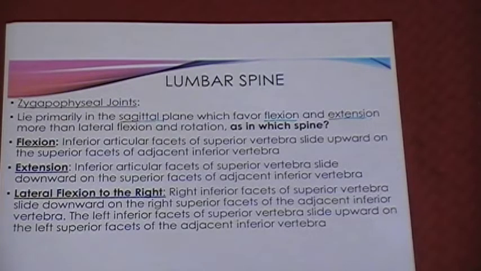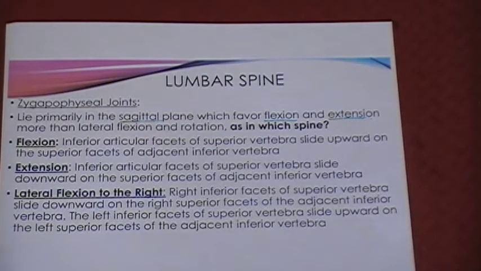So with flexion, again, you're still going to have the inferior articular facets of the top vertebrae going upward and anteriorly on the superior facets of the adjacent inferior vertebrae. And then with extension, the bottom facets are going to be going downward and posteriorly on the top facets of the adjacent bottom vertebrae.